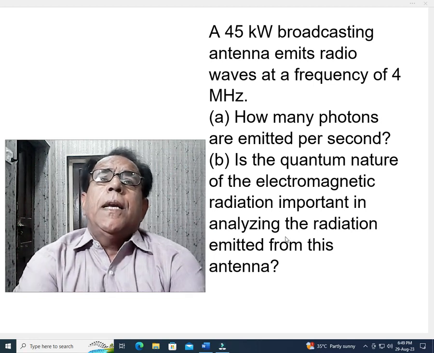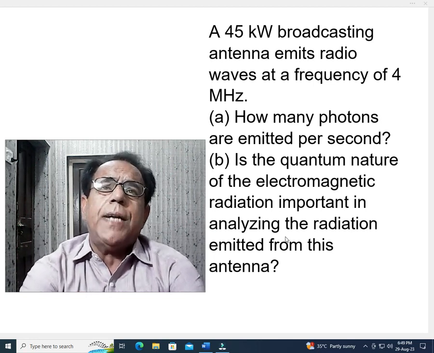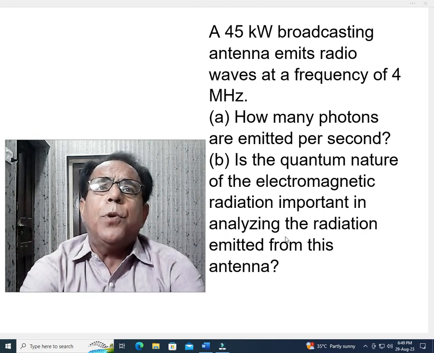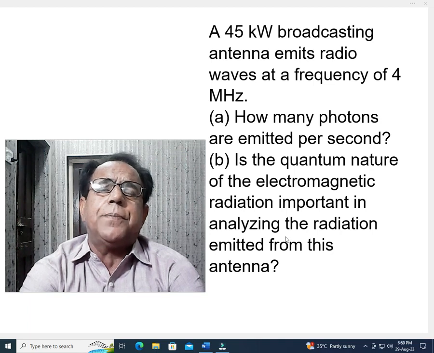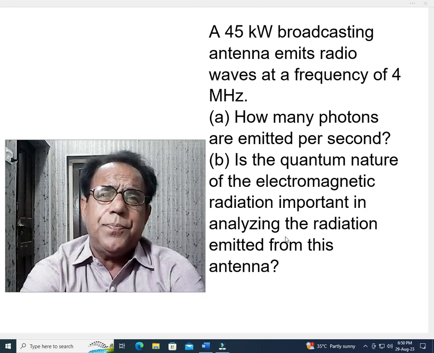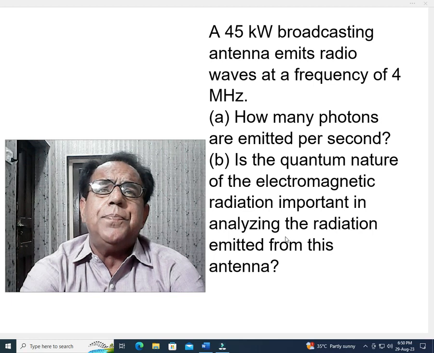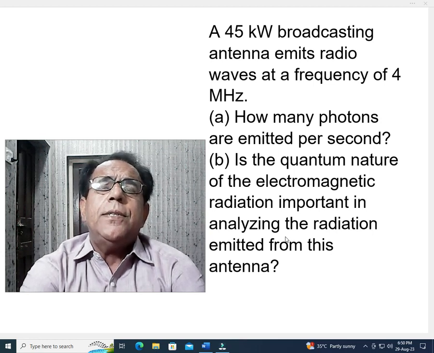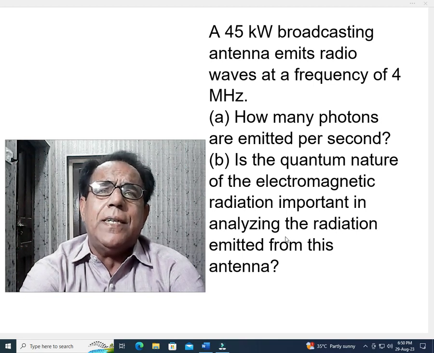Okay, a 45 kilowatt, kilo standing for 1000, so we can say that a 45,000 watt broadcasting antenna emits radio waves at a frequency of 4 megahertz. Mega stands for 10 raised to the power 6, while hertz is a unit which is equivalent to 1 over second, that is second inverse. Okay, units of hertz are second inverse or 1 over second.